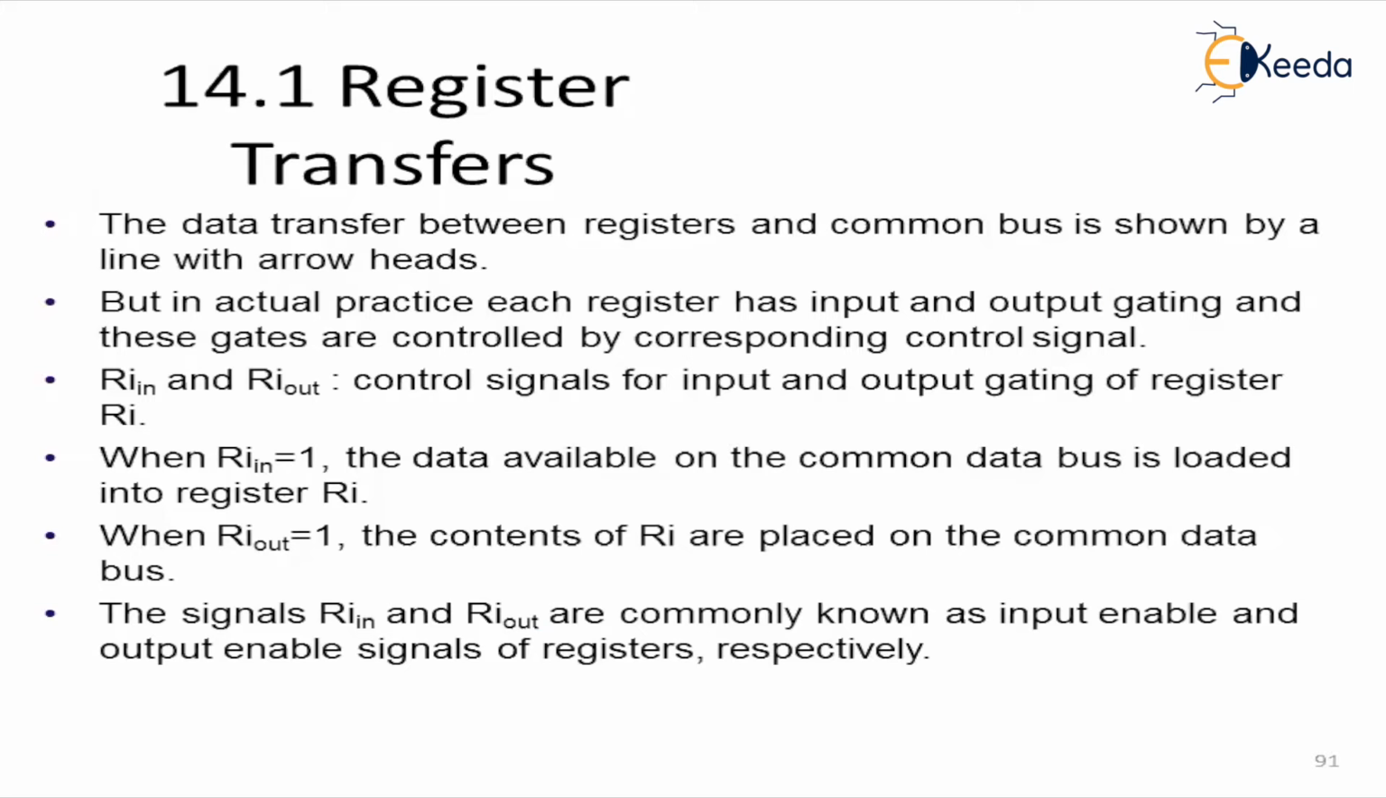When Ri out is equal to 1, the contents of Ri are placed onto the common data bus. Now, when Ri out is equal to 1, the contents of Ri are placed on the common data bus. Similarly, the signals Ri in and Ri out are commonly known as the input enable and output enable signals that control the registers respectively.